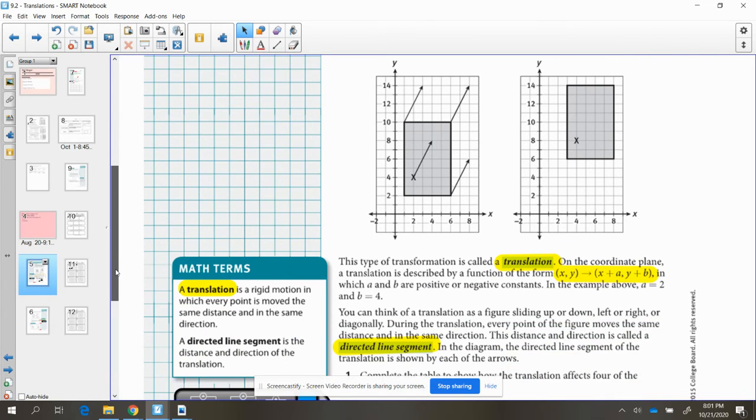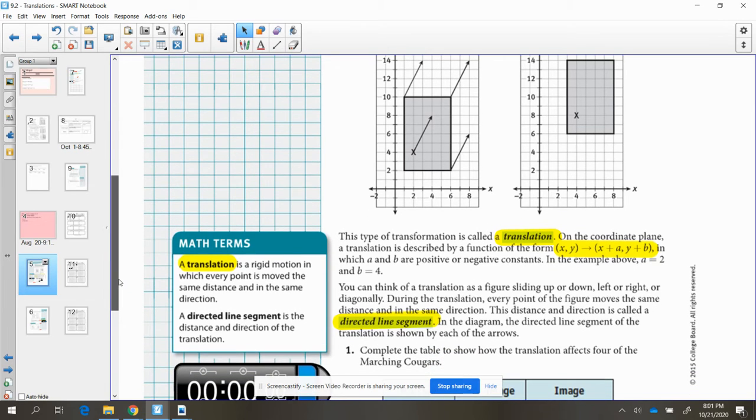What happened here is a transformation called a translation. On the coordinate plane, a translation is described by this function rule where we are adding or subtracting an a or a b value to our original point x comma y. So this is the function notation that we write it in. And you'll notice this looks really similar to what we talked about in the first lesson.